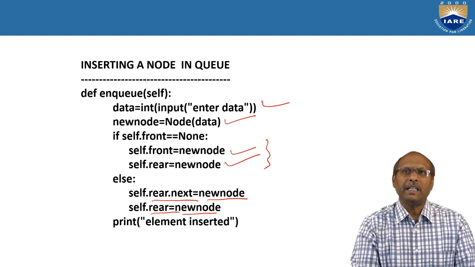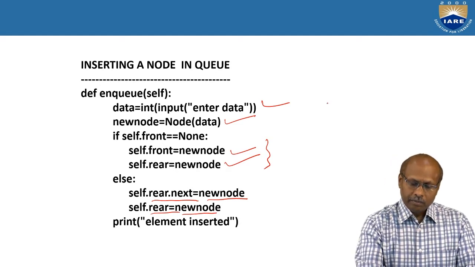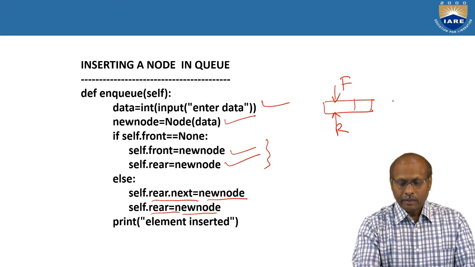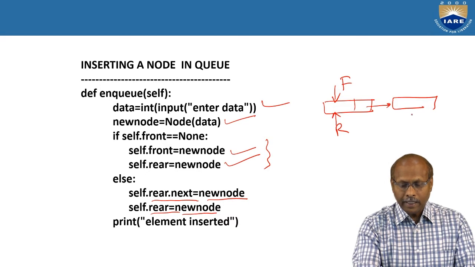So while inserting an element into the queue, the first time, this is front and this is rear. Front and rear both are the same. Second time onwards, this is front and the rear is changing.